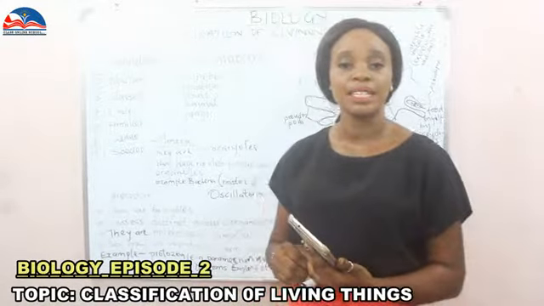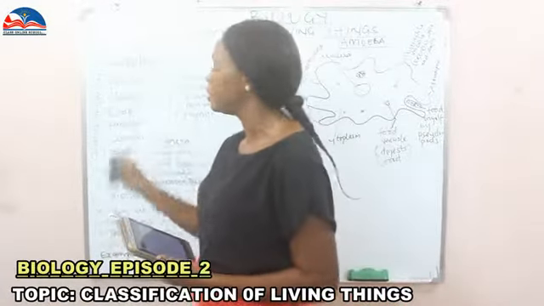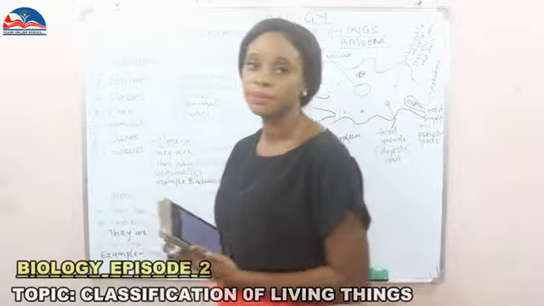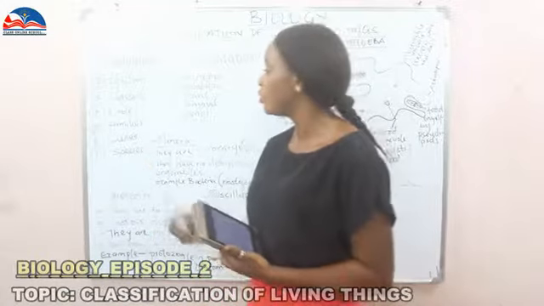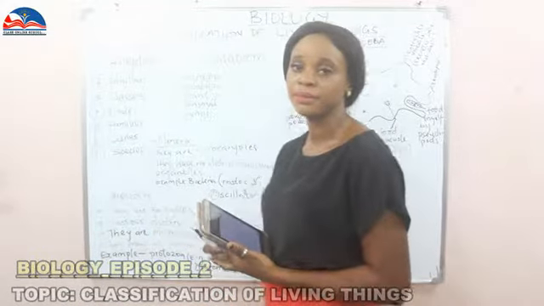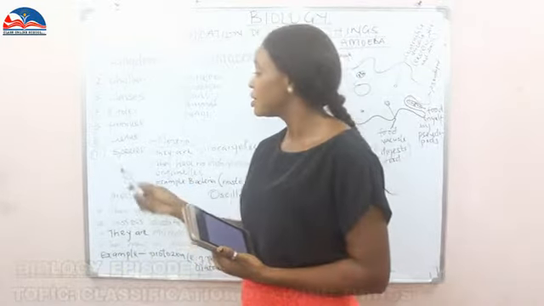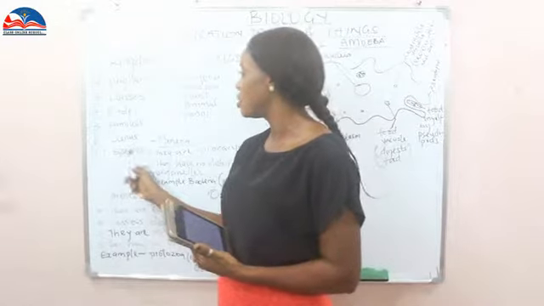All living things can be classified into 7 levels. Number 1, we have the kingdoms. Number 2, we have the phylum. Number 3, classes. Number 4, order. Number 5, families. Number 6, genus. Number 7, species.